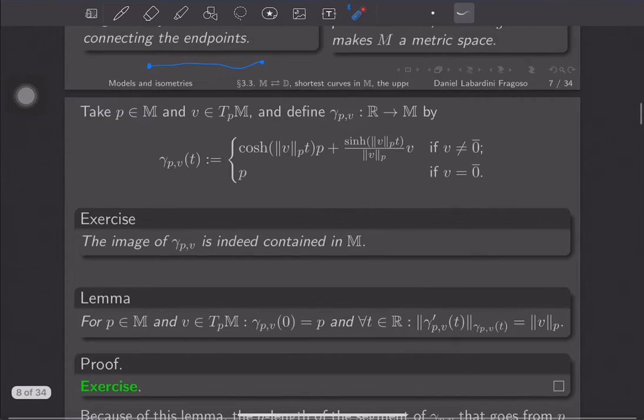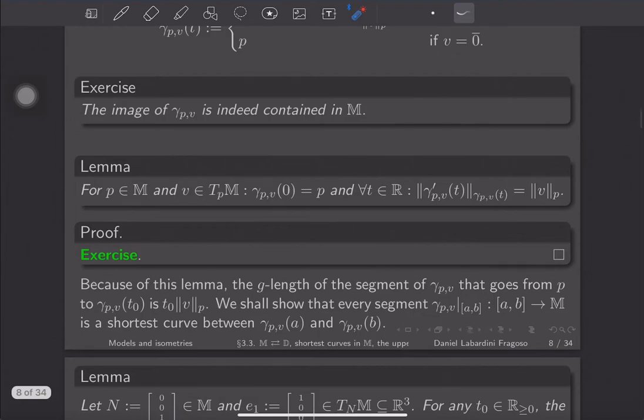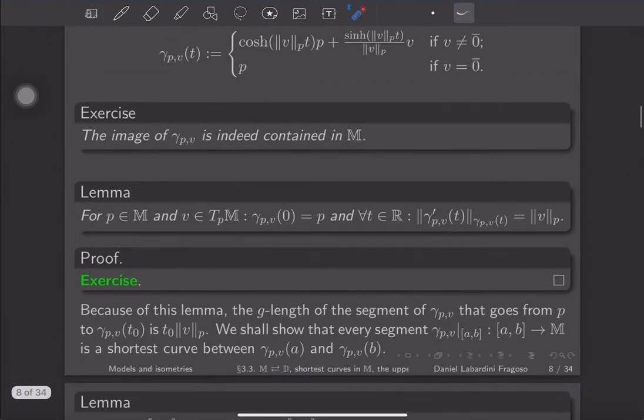Okay, now exercise. This is really contained in M, in the hyperboloid. You see, in the end, it's really going to be the famous formula that something square minus something square is equal to 1. That's satisfied by the hyperbolic cosine and hyperbolic sine. Okay, and then the first lemma is that indeed at time 0 it passes through p, and at least the rapidity is constant. Yeah? And this I leave as an exercise.